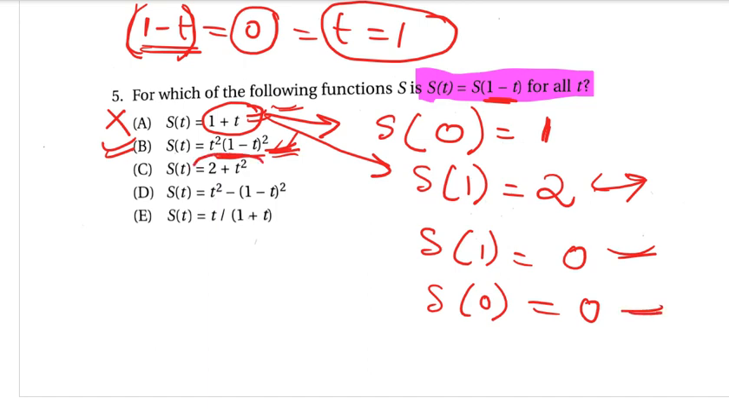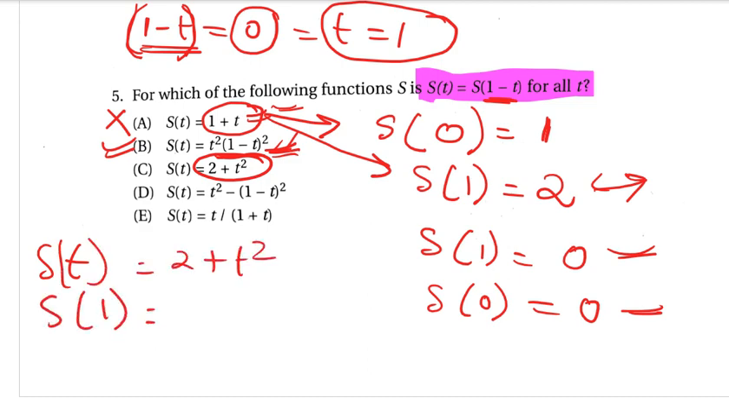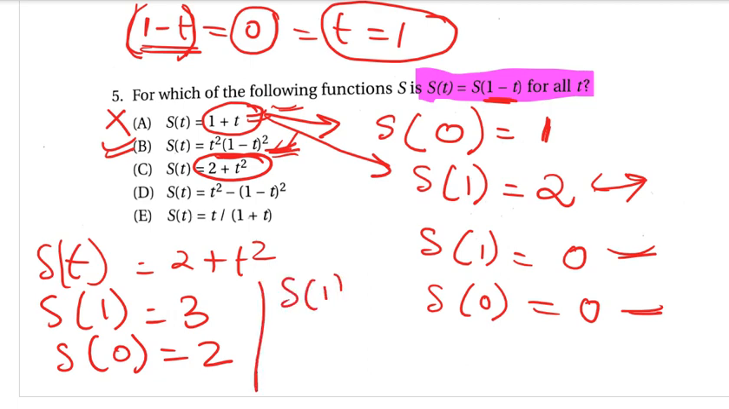Let's try this one, s of t, which is given as 2 plus t square. When I'm putting a 1 here, I'm getting 3. And when I'm putting a 0 here, I'm getting 2. So they're not matching. Let's check for this one, d. When I'm putting a 1 here, I'm getting 1, because this part is 0. And when I'm putting a 0 here, I'm getting a minus 1.